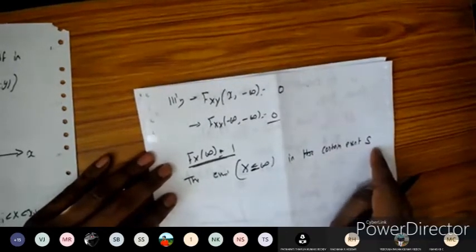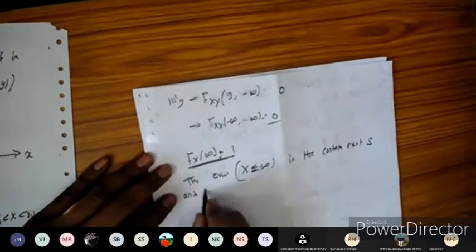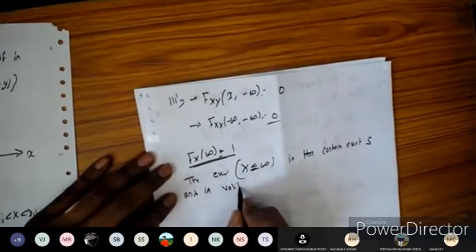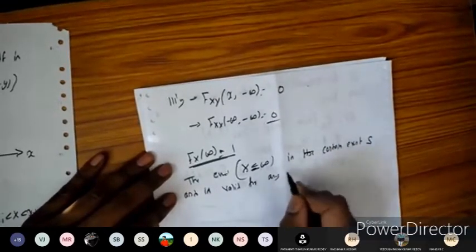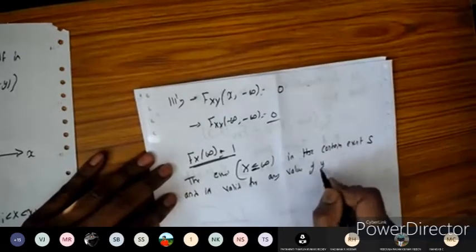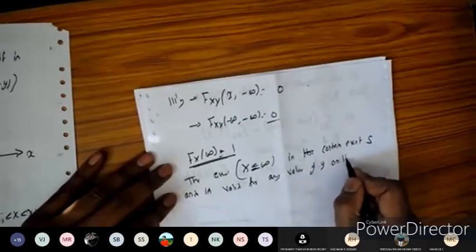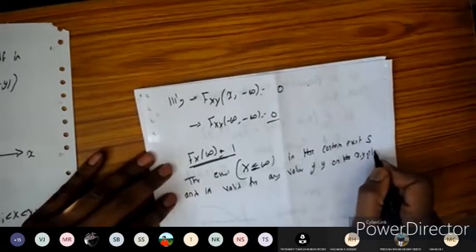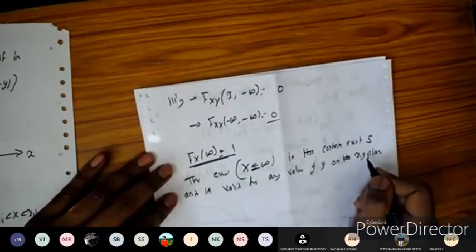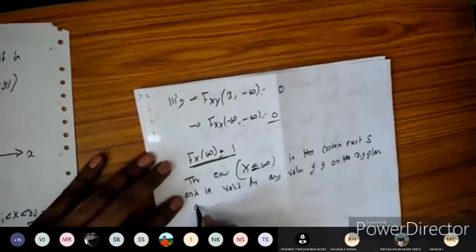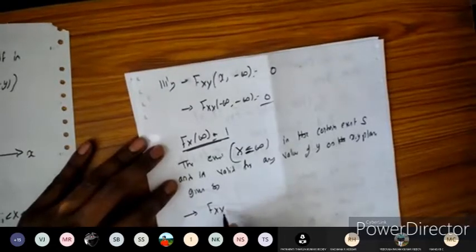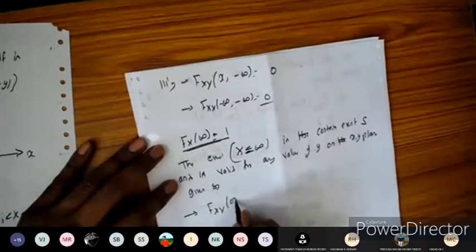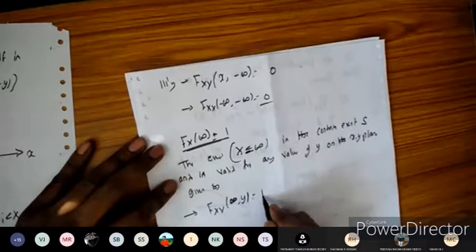Certain event S, and is valid for any value of y, on the xy plane, given by it is given like this here. So this is equal to the Fxy of, so I'm going to make x equal to infinity comma y. So I can take this one as the probability.